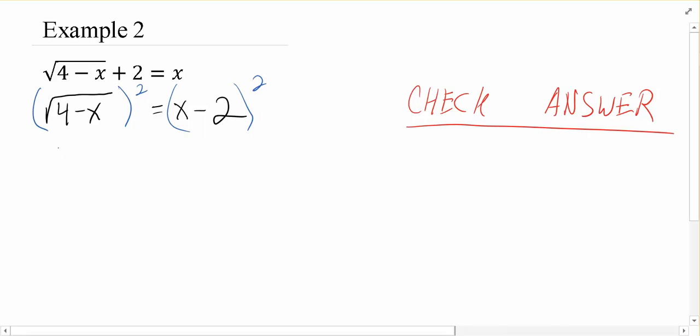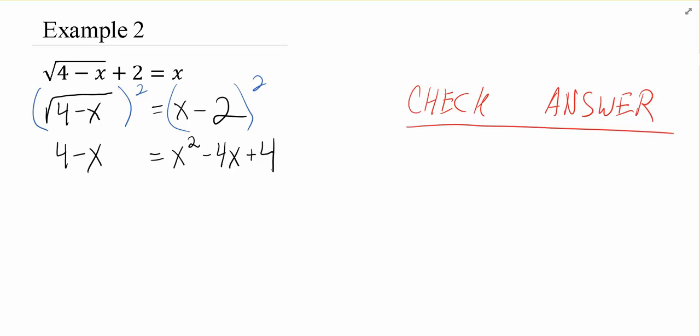Now the left-hand side, we're squaring a square root. So we get 4 minus x, we just get the stuff underneath. But the right-hand side, we're squaring a binomial. So you either need to FOIL this out or use your formula for a squared plus 2ab plus b squared. Now what you have is a quadratic equation. You have an x squared equation.